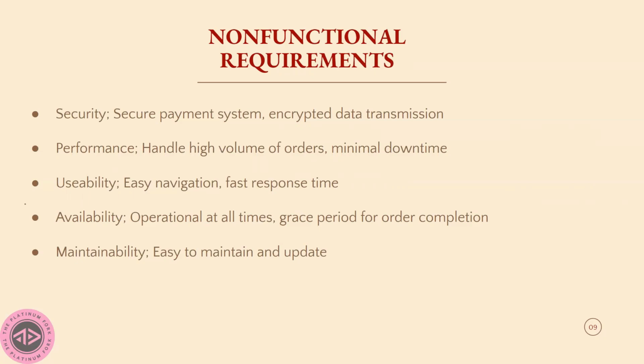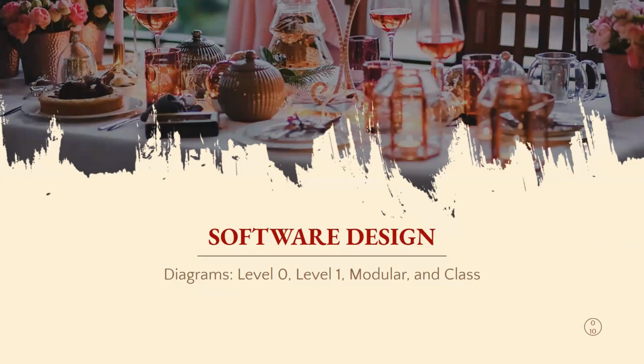Availability: operational at all times. Maintainability: it is really easy to use, update, and make changes, and the required personnel are able to make those simple adjustments, such as changing the menu. Changing the menu might be changing some simple color codes, altering prices, etc.